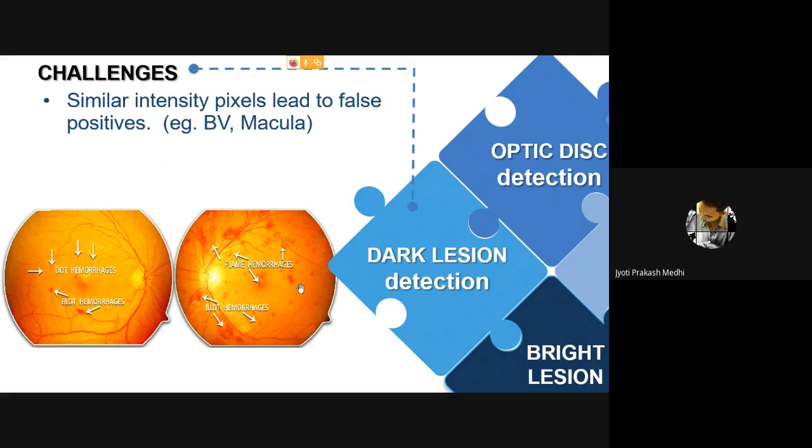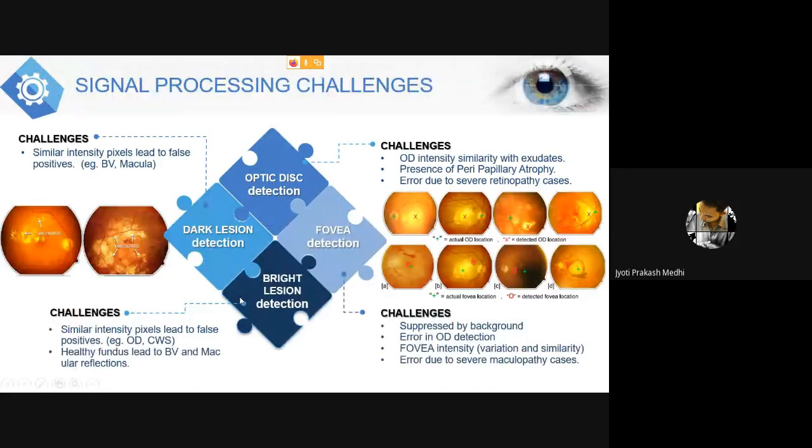That is why we have to identify and eliminate or mask the blood vessel and macular region prior to the detection of these dark lesions. Or otherwise, we can also go for post-processing. Then the fourth one is the bright lesion detection.